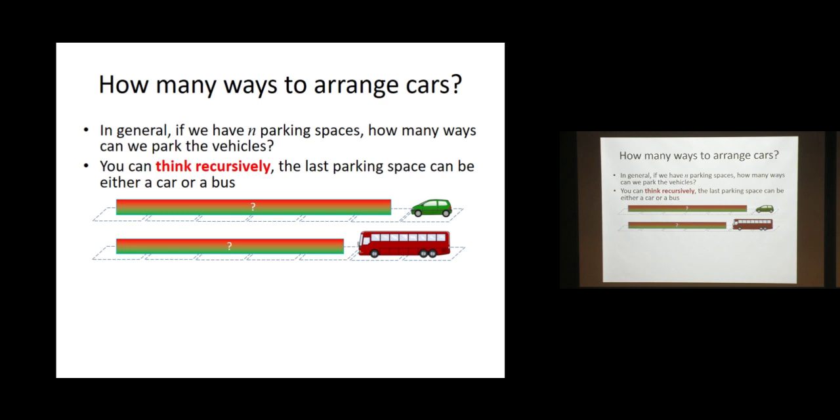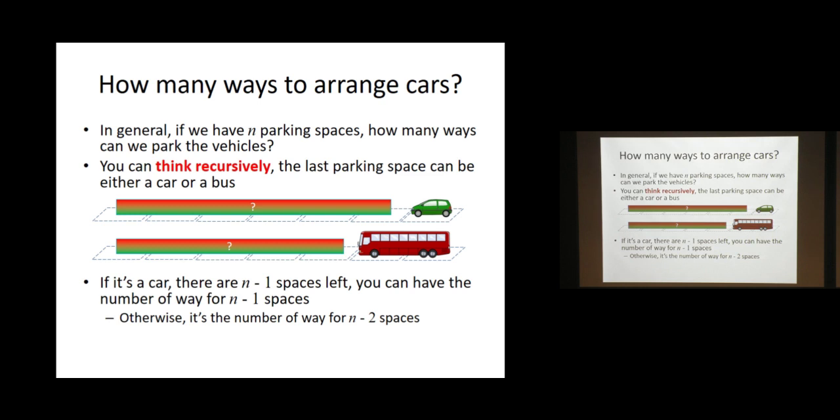Suppose I think of it this way: the last parking space can be either a bus or a car, right? I'm assuming n is big enough. The last parking space is either a car or a bus. If it's a car, I'm left with n minus 1 parking spaces, and I have a solution for n minus 1 parking spaces. Suppose I know how to solve it. If I park a bus at the end, I have n minus 2 parking spaces left to solve, and for that, I have another answer. So that's the answer you have.